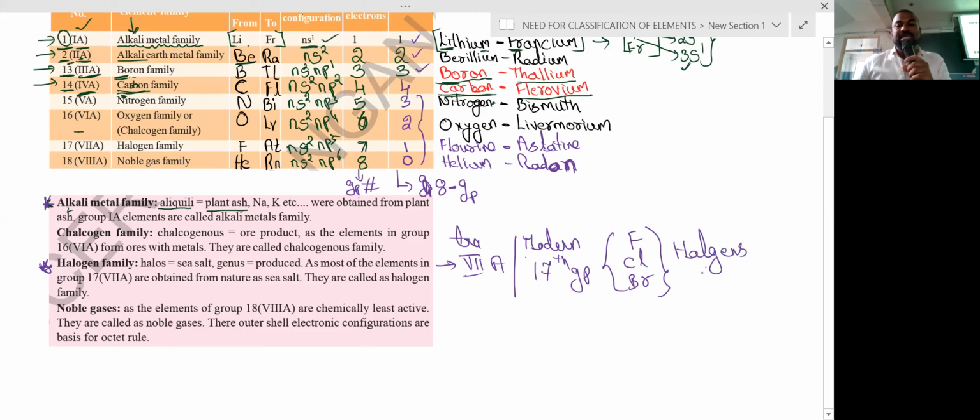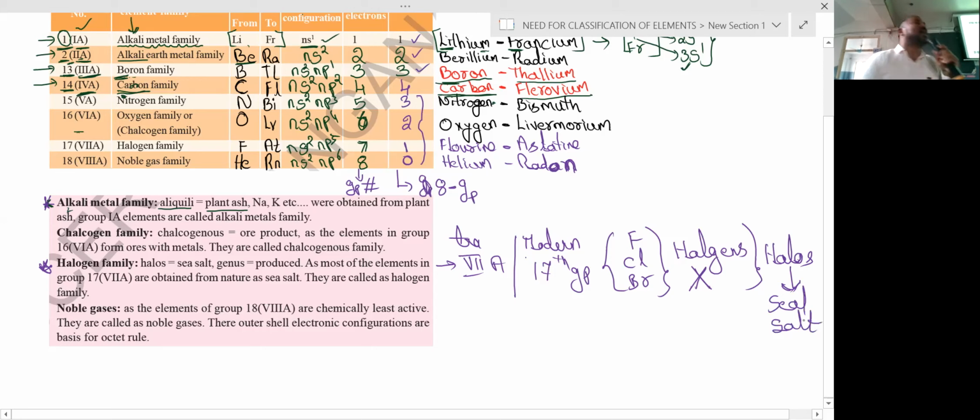Halogens, and the symbol is capital X. Here the word halogens, we can directly say they are nothing but halos, H-A-L-O-S. Halos is nothing but sea salt. You have to remember the word sea salt.